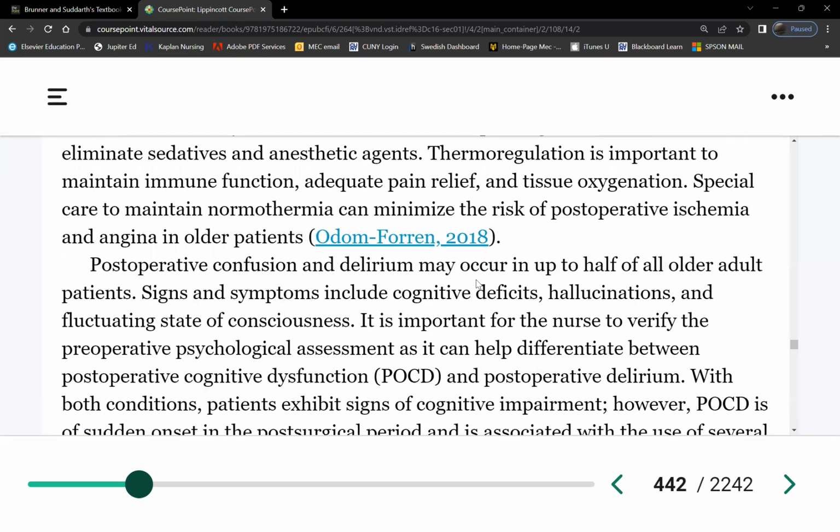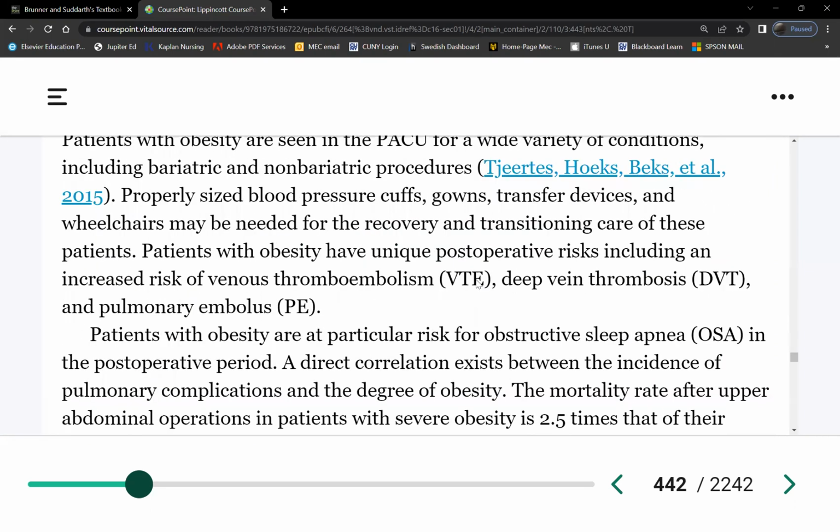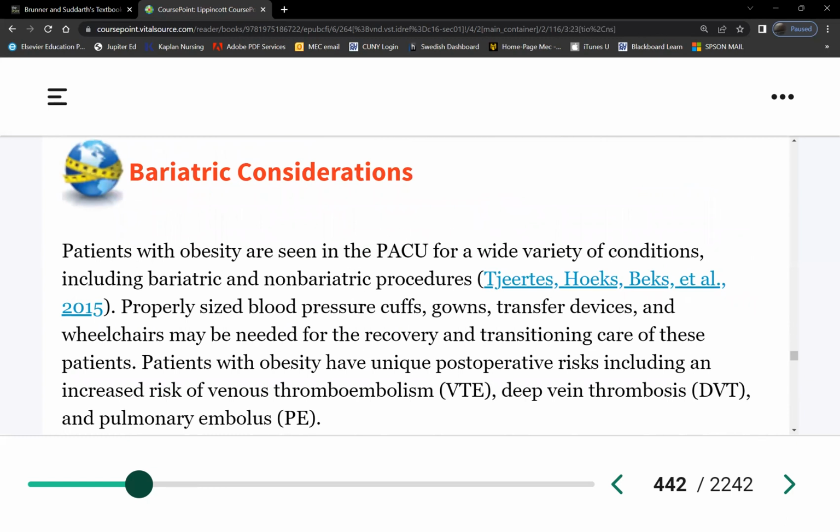So that's for nausea, vomiting. Let's go to the next. Consider this one, bariatric considerations.